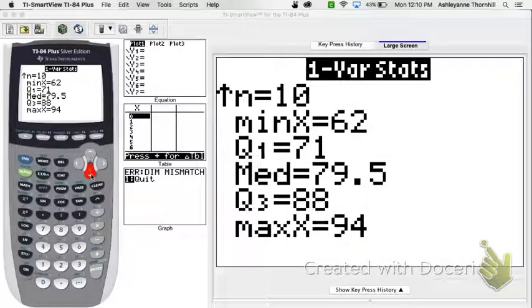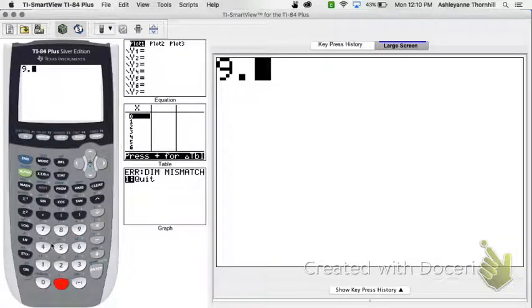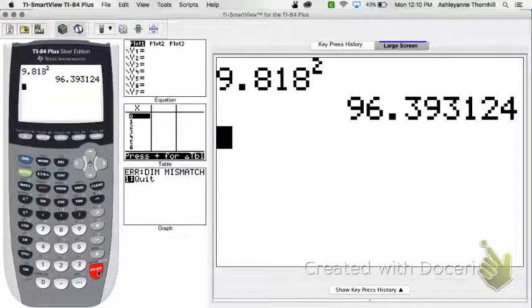And then for variance, it doesn't give me that. So what I'm going to do is type in 9.818 squared. How do you get back to the normal thing? Just start typing. Really? Yeah. No, okay, you hit second and quit. Or you can do that. But if you just start typing, it'll actually go to it. 96.393 would be it, and make sure that you're using the correct notation.